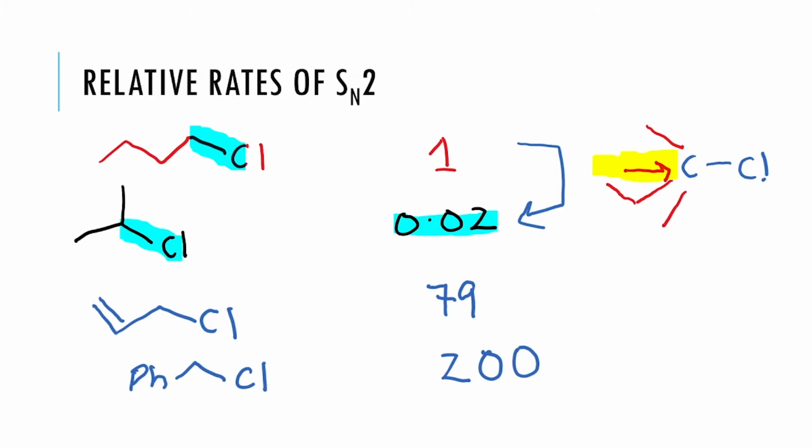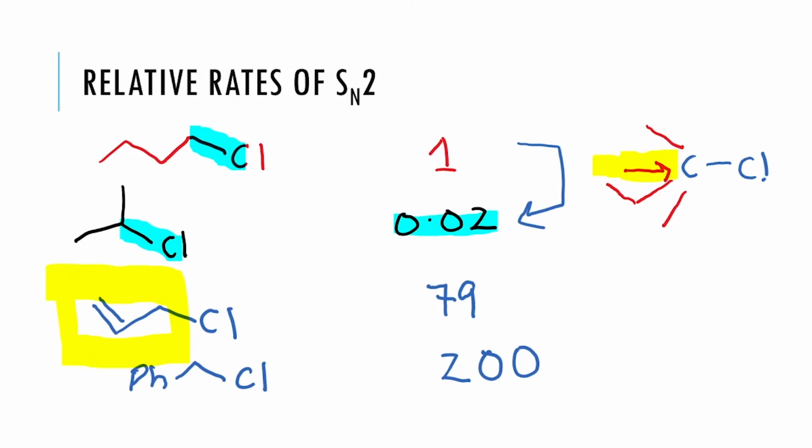Now when I move from this chloride to allyl chloride, okay, so this is the allyl group, as many of you might know, and so when I move to allyl chloride, the rate actually goes up. Okay, and it goes up by about 79.